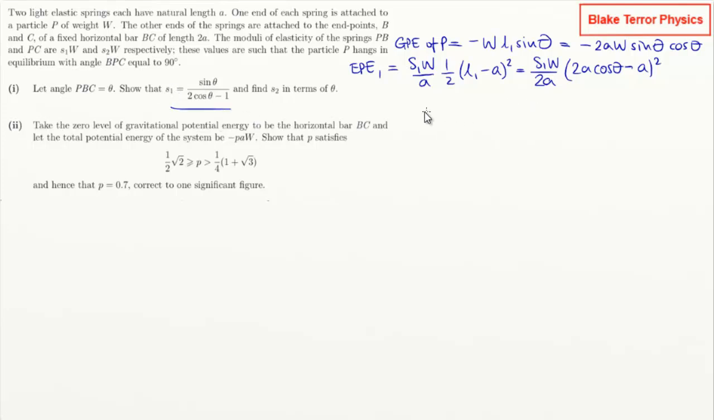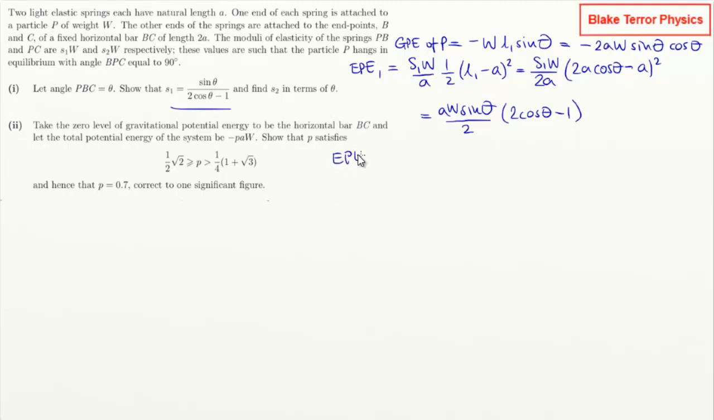So that is going to be equal to W sine theta over, well, that A is going to cancel. I can bring an A outside, so let's put an A there, a 2 there. And then one of those cos thetas is going to cancel as well. 2 cos theta minus 1 is going to cancel, so I'm going to multiply that by a 2 cos theta minus 1. So that's given me the EPE1.